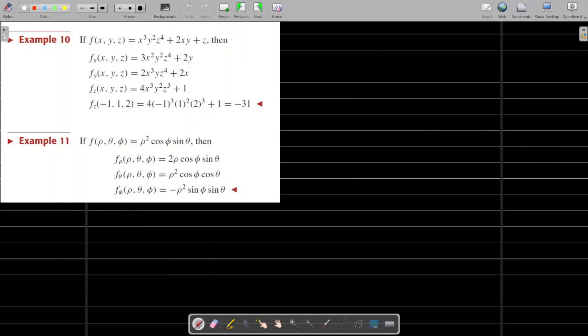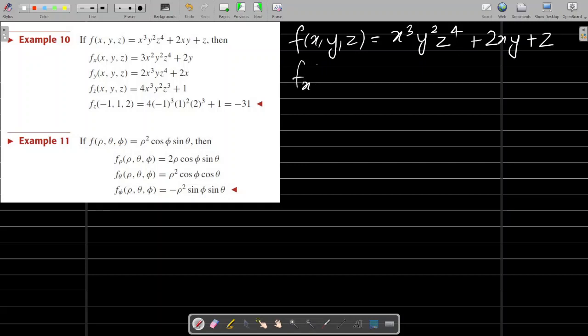Now we will find out some partial derivatives in case of functions of three variables. So we have this function here, f of x y z is equal to x cube y square z raised to 4 plus 2xy plus z. Now here, when I'm finding fx, that is, when I'm partially differentiating with respect to x, you must understand y and z I'm going to treat as constants. So both of them are constants here, y and z.